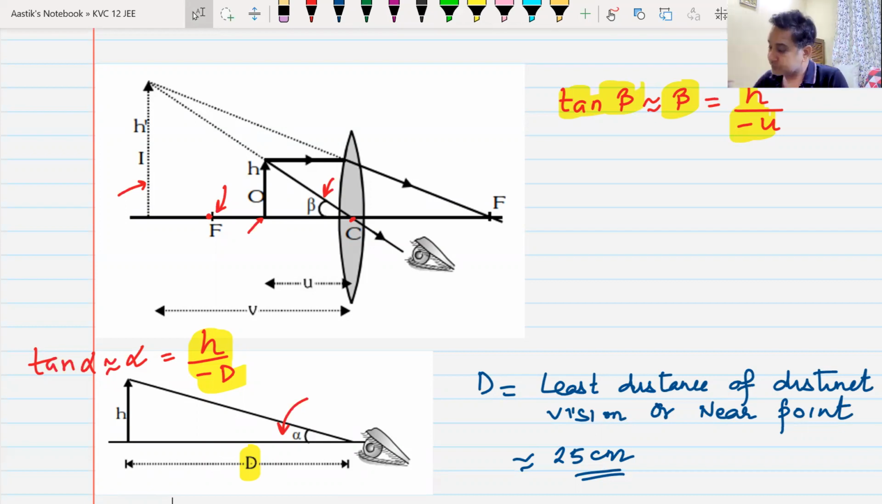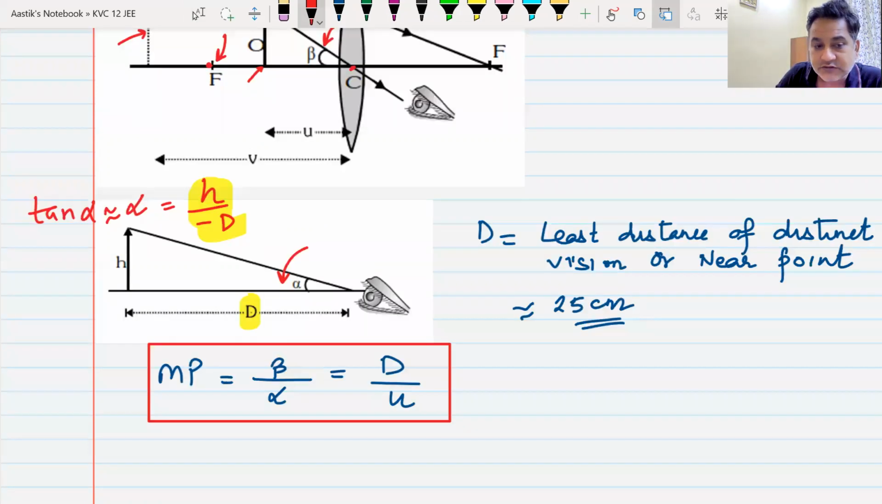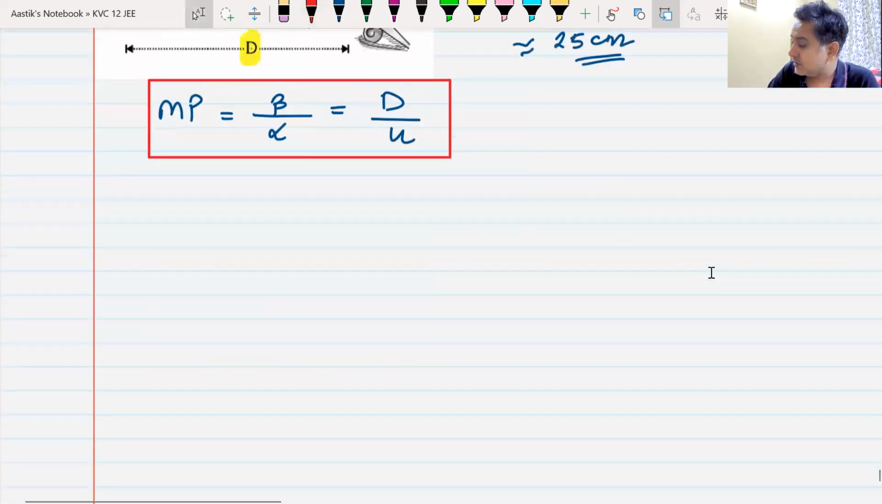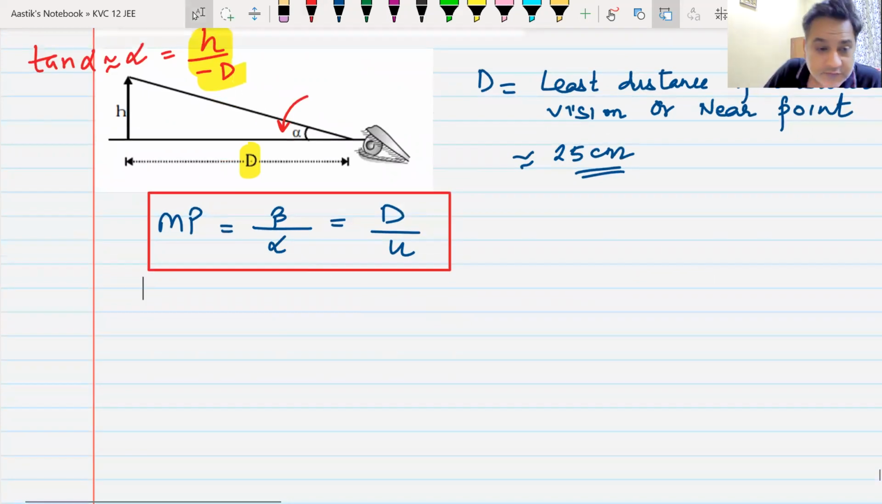D by U, sir. That is the correct answer, sir. D by U. That is the answer that we are looking at. This is the magnifying power of a simple microscope. D by U is the magnifying power of a simple microscope.